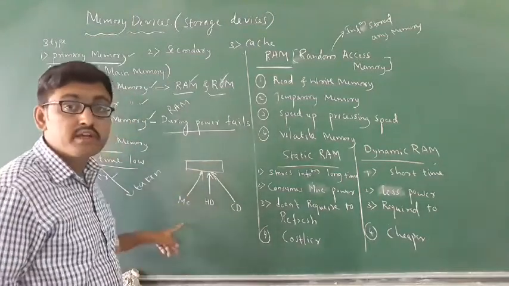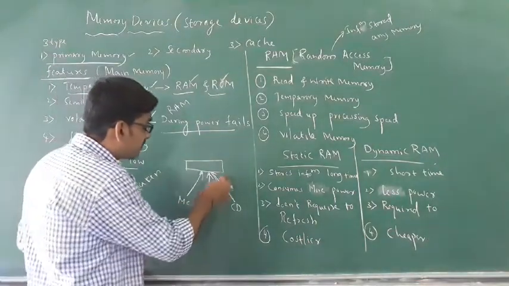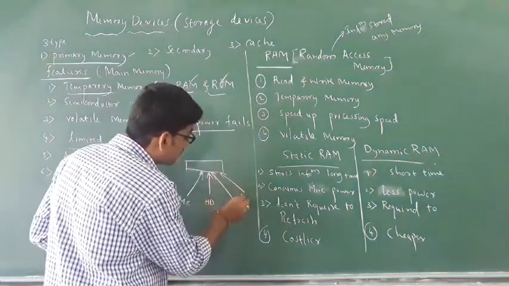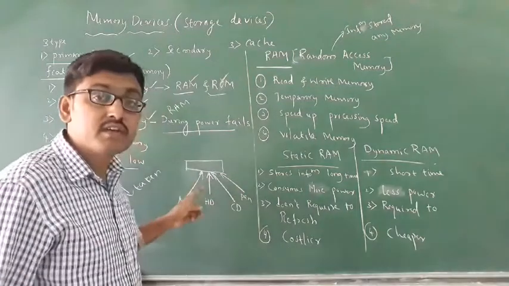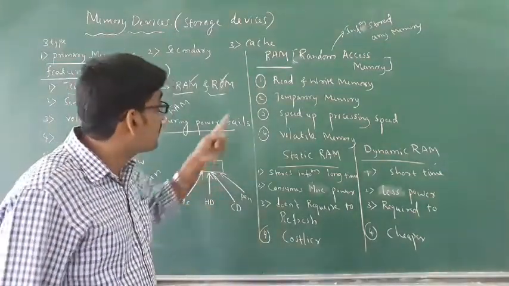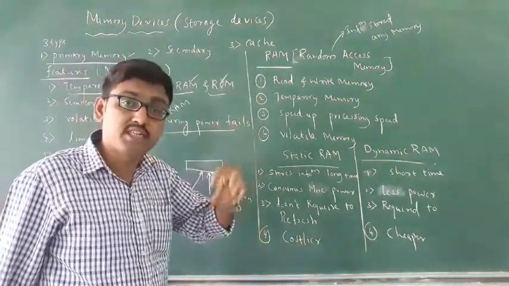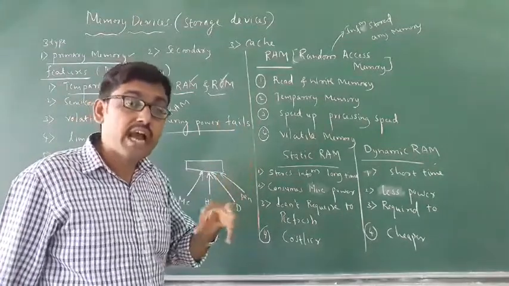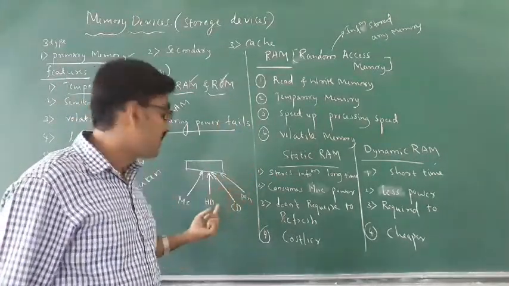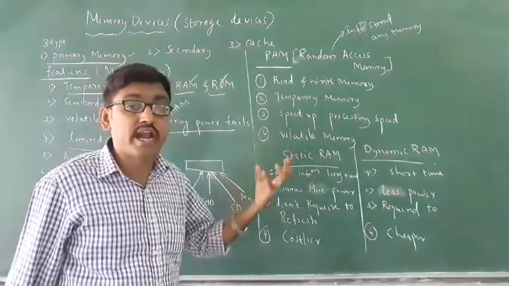Okay, memory card, it takes the data from pen drive. That's why its name is random access memory. It takes the data randomly, directly from CD, hard disk. That's why its name is random access memory.